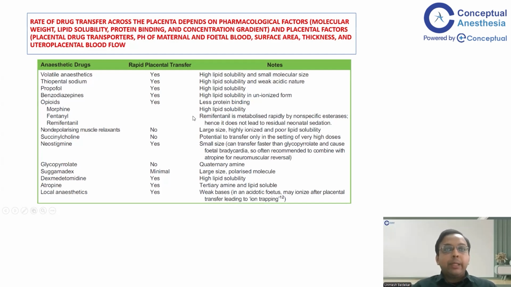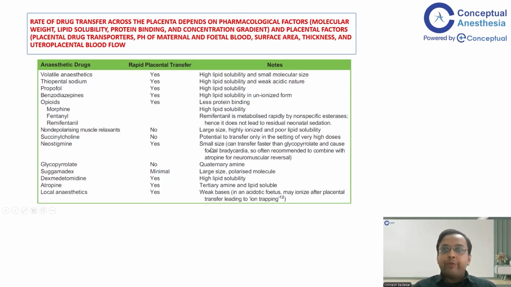And that is why it is being preferred over fentanyl and morphine, even in adult cases that we are doing now. Remifentanil is coming up in a big way because of its specific metabolism pathway. Coming to non-depolarizing muscle relaxants, namely atracurium, they do not undergo rapid placental transfer because of large size, high ionization, and poor lipid solubility. Succinylcholine again does not undergo rapid placental transfer.